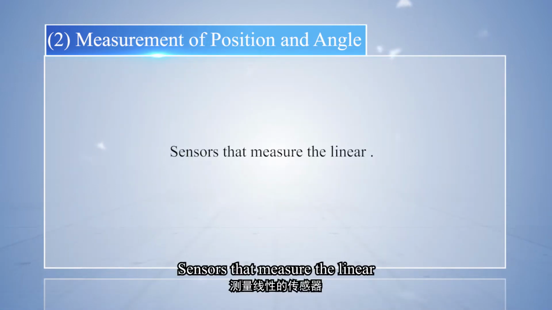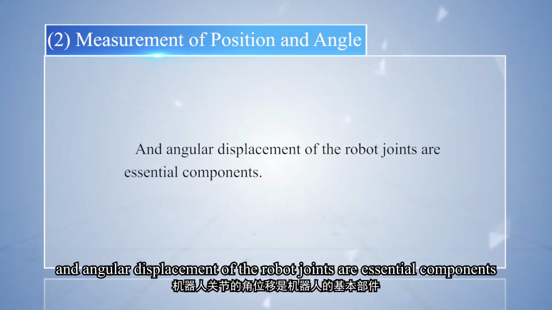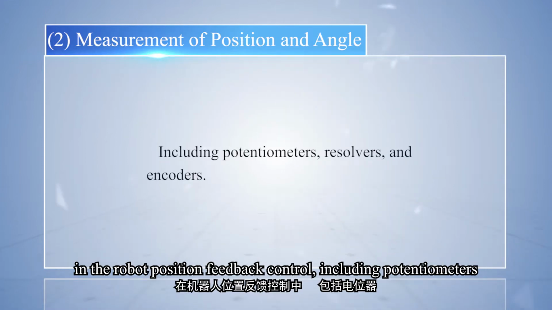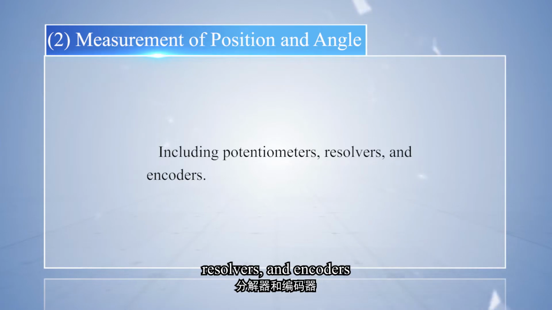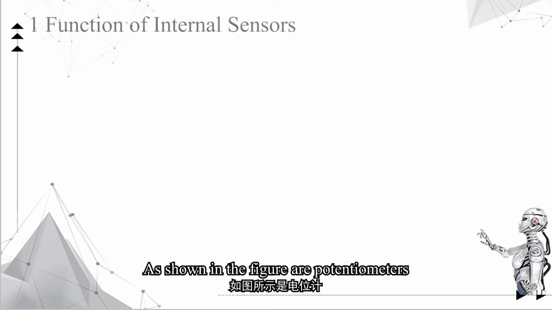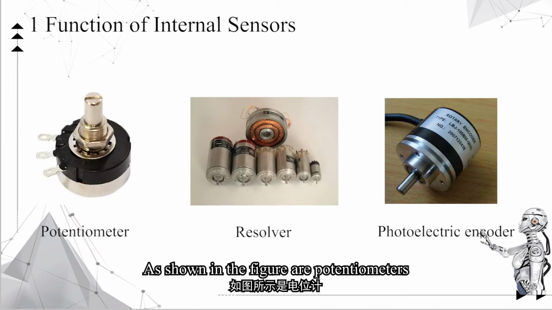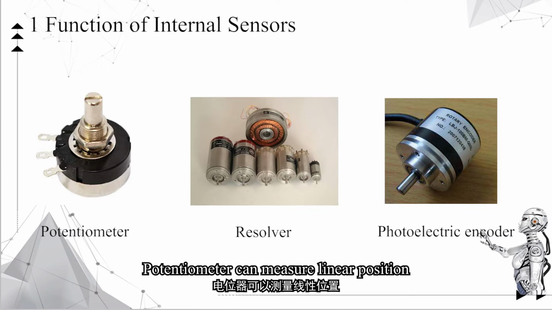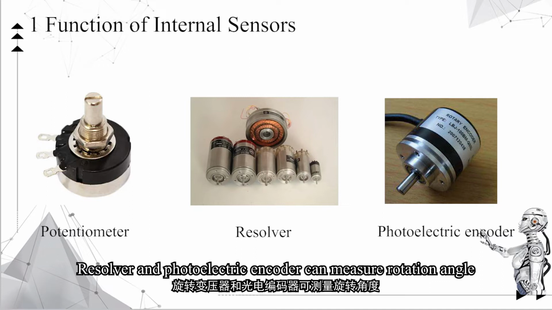Sensors that measure the linear and angular displacement of robot joints are essential components in the robot position feedback control, including potentiometers, resolvers, and encoders. As shown in Figure 1, potentiometers, resolvers, and photoelectric encoders. A potentiometer can measure linear position. A resolver and photoelectric encoder can measure rotation angle.